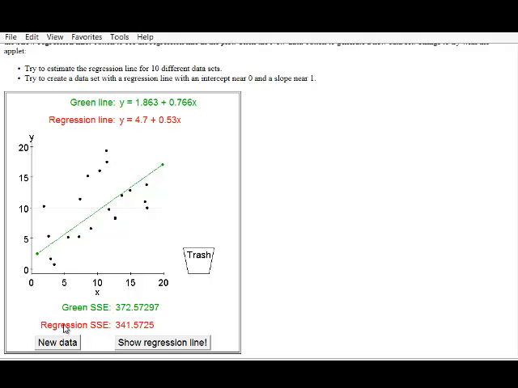So here in the red, if we actually had the real regression line, the sum of squared errors for the residuals would be 341.6. So when you're dragging your green line around, you can look at the effect that dragging it has on where it says green SSE. And you can try and get that as small as possible, and that'll tell you that you're getting closer to the regression line. So see, by me dragging it around here, I'm not doing very well. I'm trying to find a direction to drag it that will actually make that smaller.